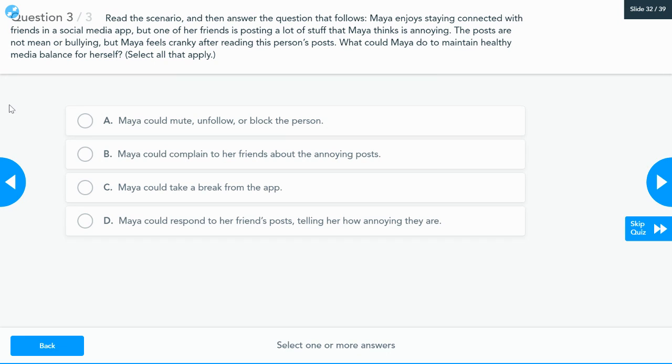So Maya could either A, mute, unfollow, or block that person. B, Maya could complain to her friends about the annoying posts. C, Maya could take a break from the app. Or D, Maya could respond to her friend's post telling her how annoying they are. I'm going to go with D, but it's wrong. Okay, so answer this question. You can select one or more answers. And next, then you're going to go to the next one. So pause and take the quiz now.